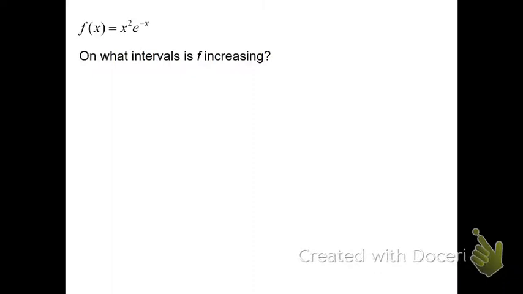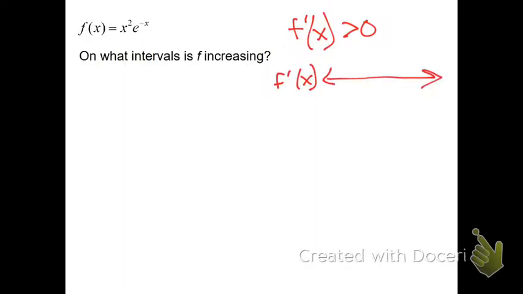Okay, so on what intervals is f increasing? Well, first, hopefully you remember, f increasing means f prime is positive. And if I'm looking for where f prime is positive, then my goal is a first derivative sign chart. That's what I'm going to try to do. Well, before I can do a sign chart, I have to get the derivative and set it equal to 0 to find my critical points.